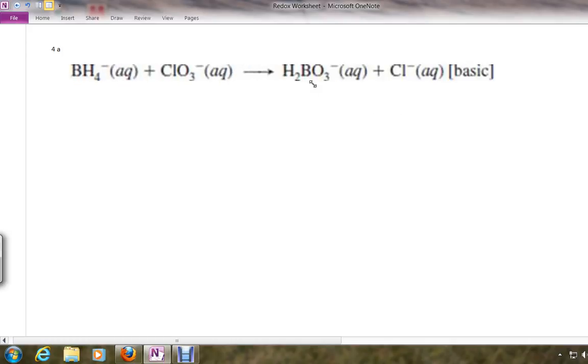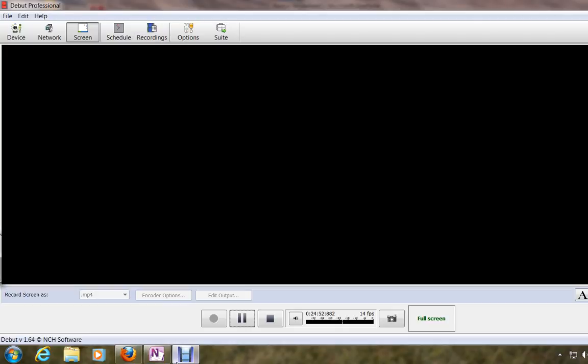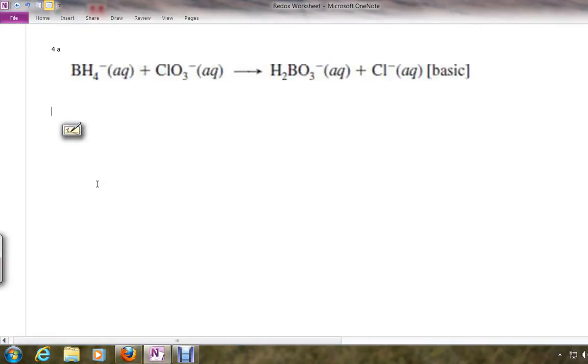Okay, let's do the next one. Group 4A. We're going to do the boron, which is a nonmetal, right? And let's do this one and I'll start posting the video. I have the impression that the pen is running out of battery. Okay, here it is. Boron.